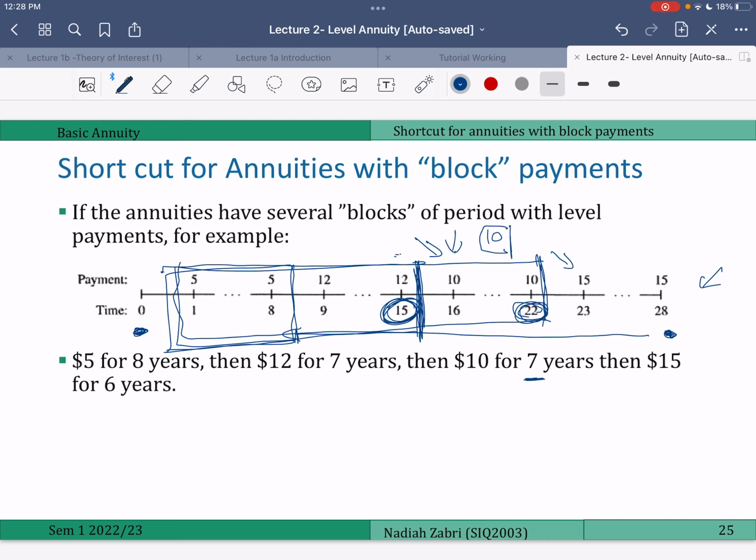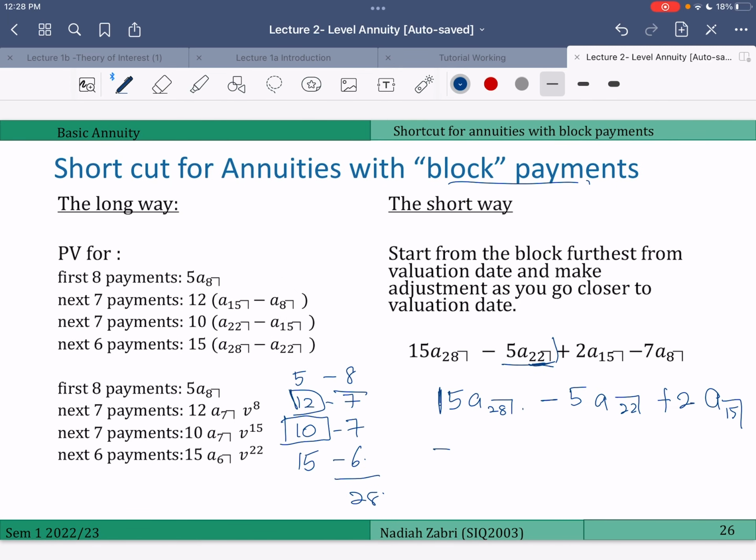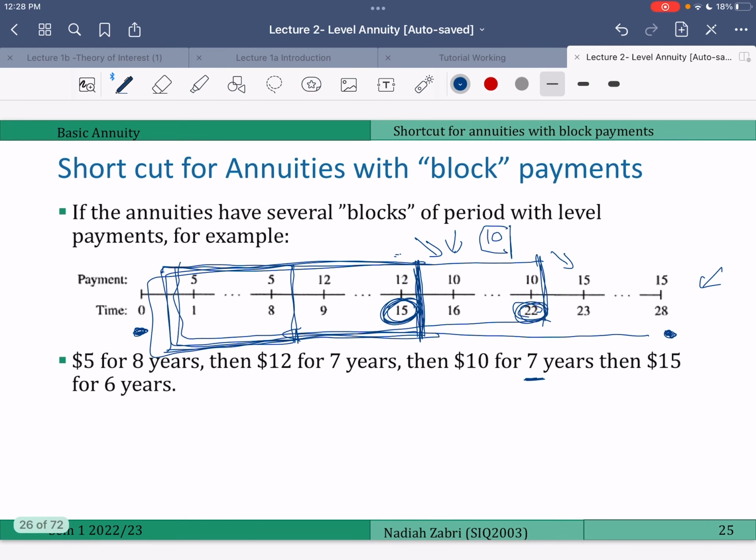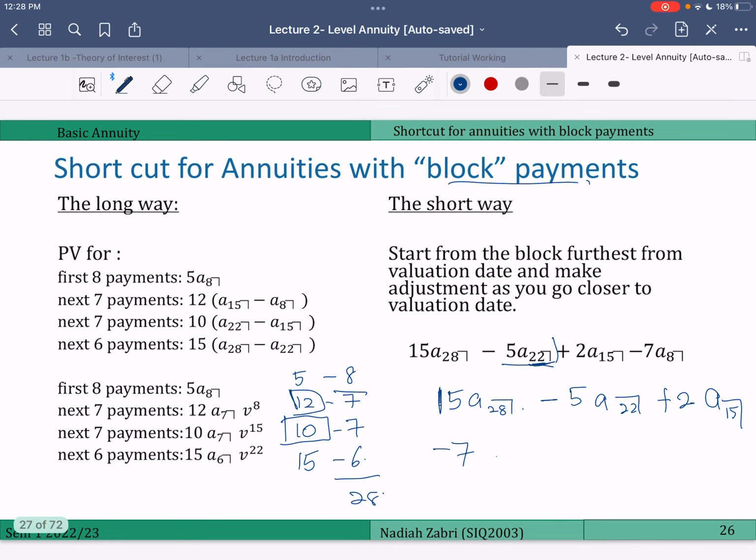But now all of this block is 12. But we want to reduce it to 5, we need to minus 7. So you minus 7 of all of the blocks before the second block. So a angle 8. Okay, I hope you can see this. If not, you just pause this video and try to do it yourself.